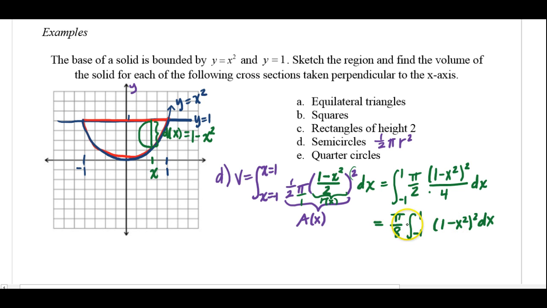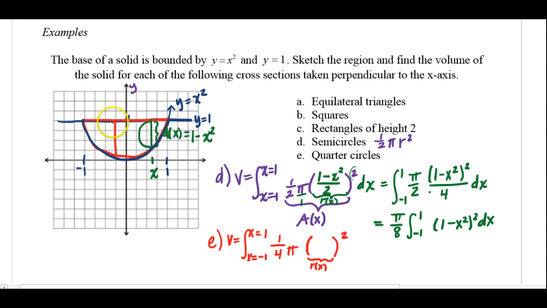So this is the formula that will allow me to find the volume of my object when semicircles are the cross sections. Alright, and so finally we're moving on to quarter circles. So for part E, the volume extends from x equals -1 to x equals 1. And so now the formula for a quarter circle is 1/4 pi times the radius squared, where again we're going to need a radius that is a function of x. So now if we were to draw a quarter circle here, the radius would actually extend along the base of the solid.